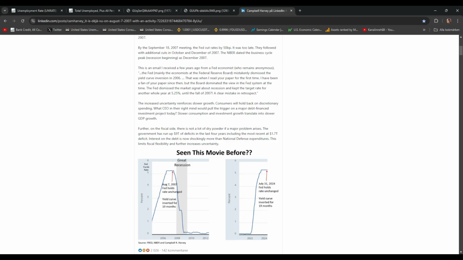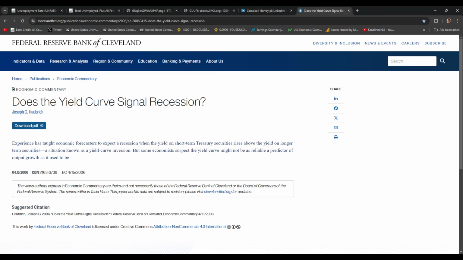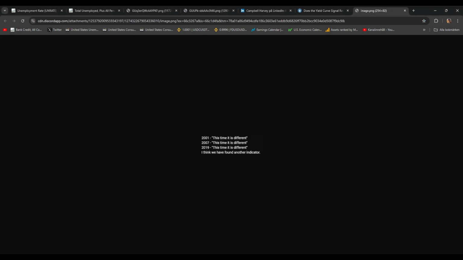And then some people might say, yeah, but this time is different, right? They always say that. Some economists suspect that the yield curve might not be as reliable a predictor of output growth as it used to be. 15th of April 2006. You want some more examples of this? Sure, I'll show you more. It always goes like this. In 2019, they were saying this time is different. 2007, this time is different. 2019, this time is different. And they were saying that based on this video, right?